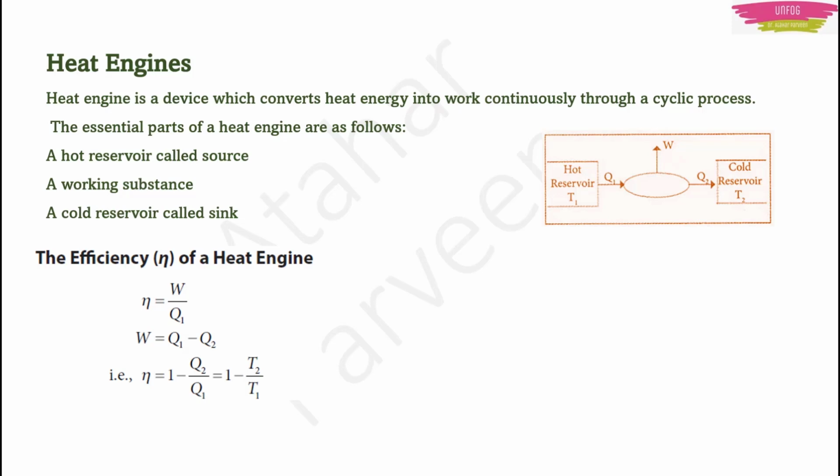Here for Q1 minus Q2 you can divide it by Q1. You will get 1 minus Q2 by Q1. Now because temperature is directly proportional to heat, I can also write it as efficiency is equal to 1 minus T2 by T1. This is a very important formula. Eta is equal to 1 minus Q2 by Q1, or eta is equal to 1 minus T2 by T1.